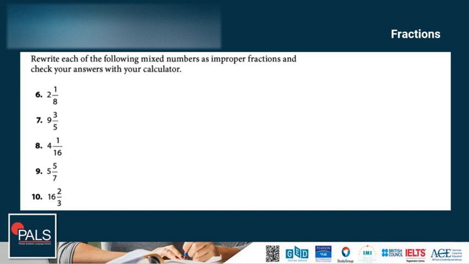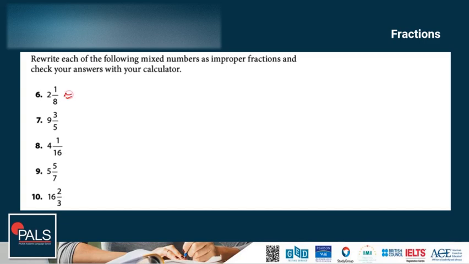Now, rewrite each of the following mixed numbers as improper fractions. Again, this time you can pause the video, rewrite each of the following mixed numbers to improper fractions, and then continue the video. You don't need to check with your calculator because the answers will be provided for you when you continue the video. Are you done?